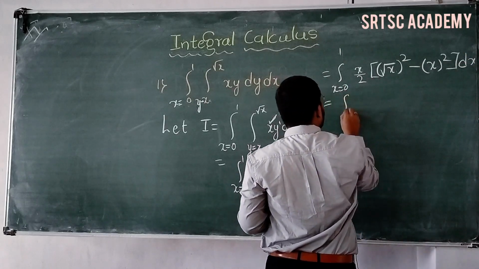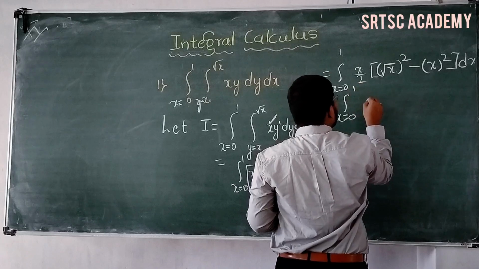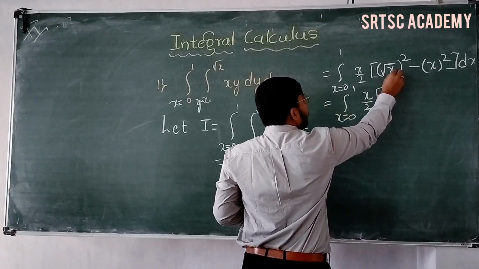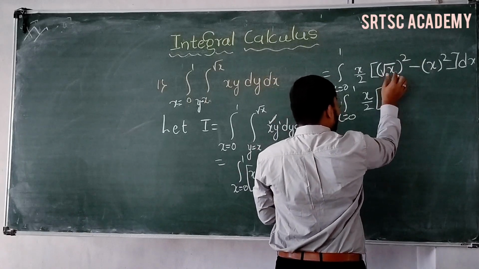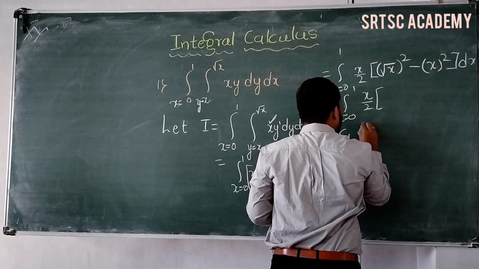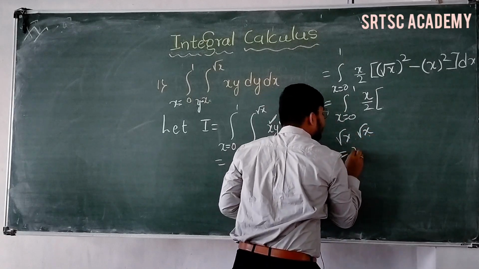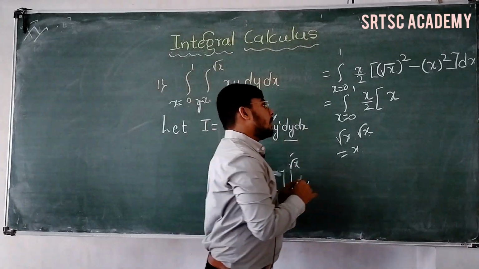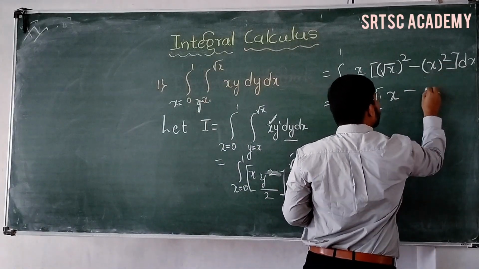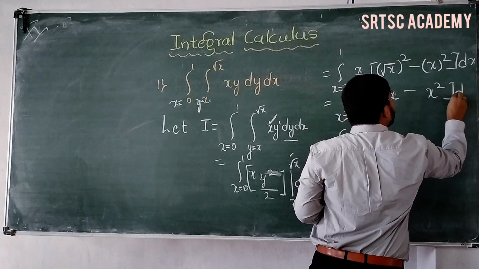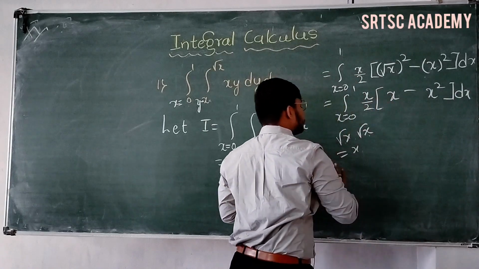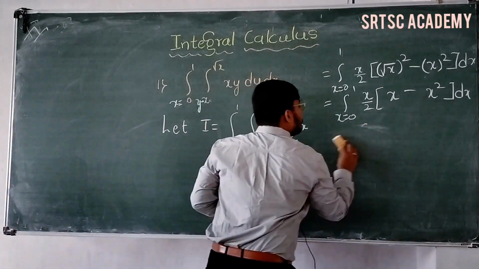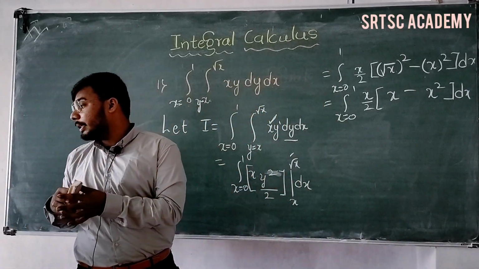Okay, x varies from 0 to 1, x by 2 is constant outside, and root x whole square means what? Root x into root x, right? Root x into root x means nothing but it is x. So write it as it is, x minus x square. Integrate it with respect to x. Next, simplify it.